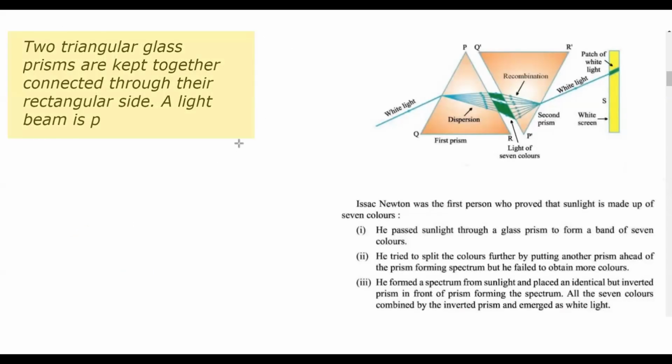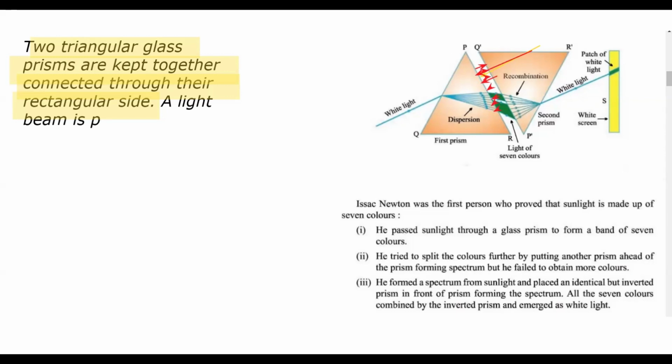The next question says that two triangular glass prisms are kept connected through their rectangular side. Right, that's the rectangular side. You know that the face of this prism, this face I'm talking about, this face is rectangular, right?